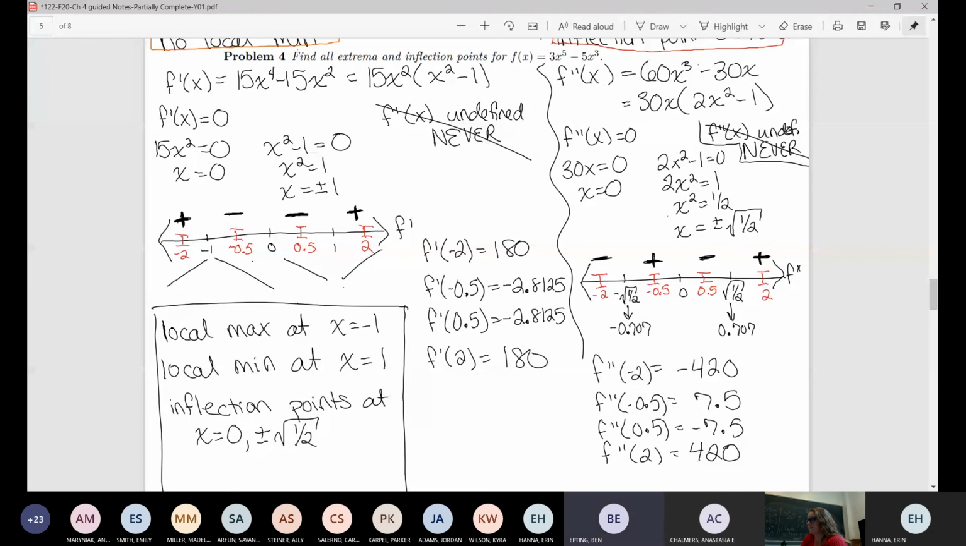How'd you get an inflection point at 0? Because the second derivative still changed sign there. Remember, we don't care about if it's negative to positive or positive to negative. As long as it changes sign at all, it's an inflection point. So the fact that to the left of 0, it's positive, and to the right of 0, it's negative, it changed sign, so it's an inflection point.